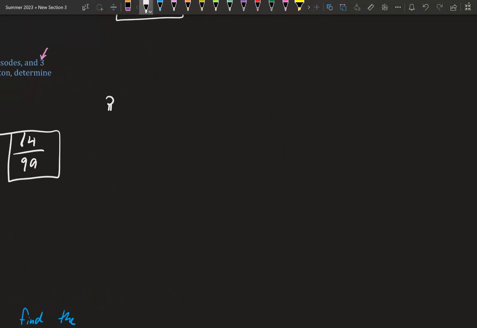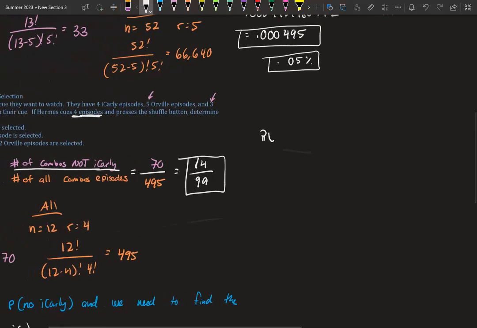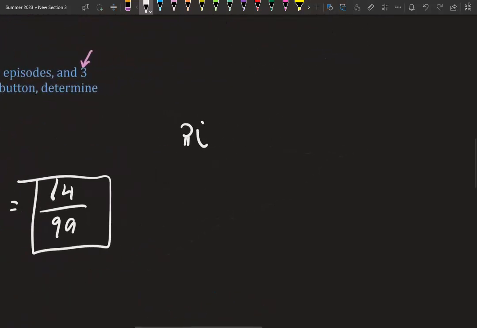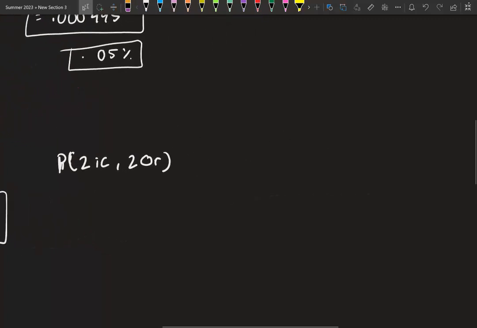It wants us to find the probability of 2 iCarly episodes and then 2 Orville. We'll do OR, so we know that's an O and not a 0. Alright, so that means we need to find the combinations of both. So we need to find the combinations of 2 iCarly episodes. And then we're going to multiply it to the combinations of 2 Orville episodes.